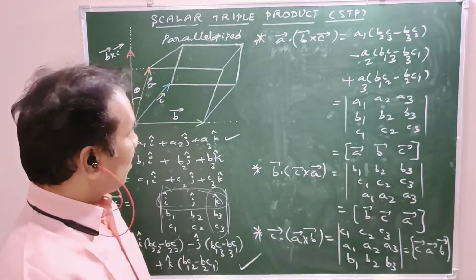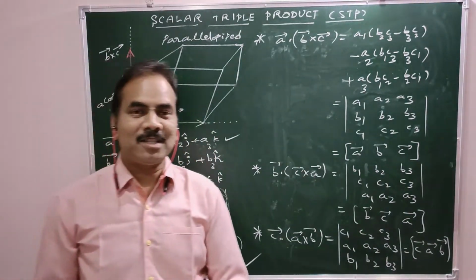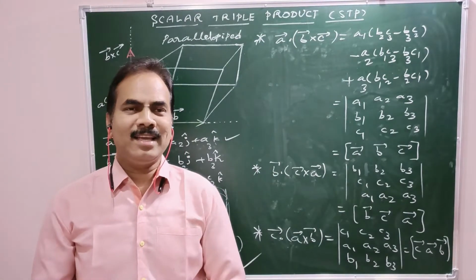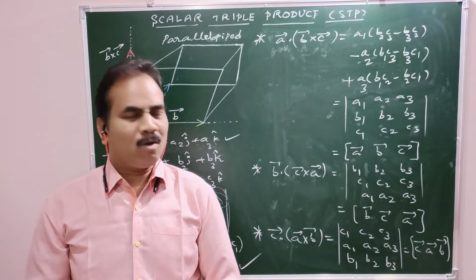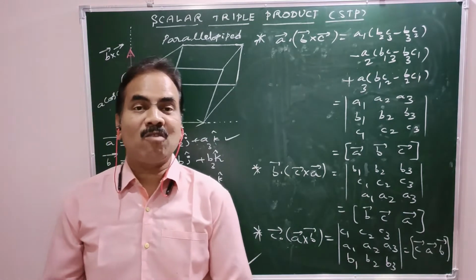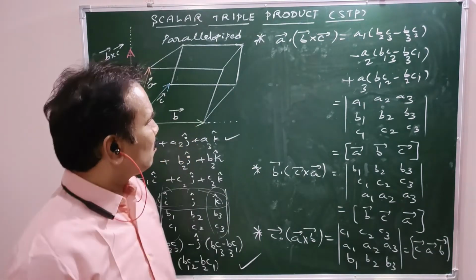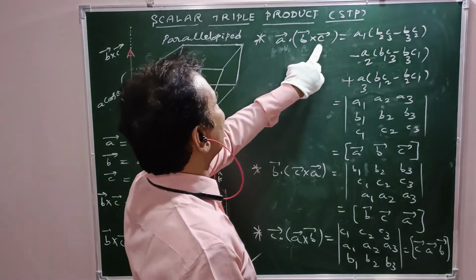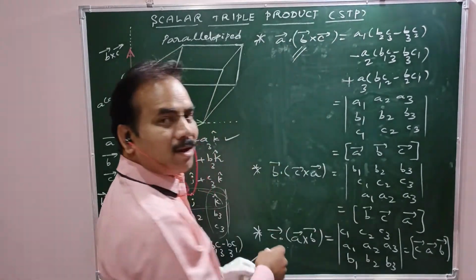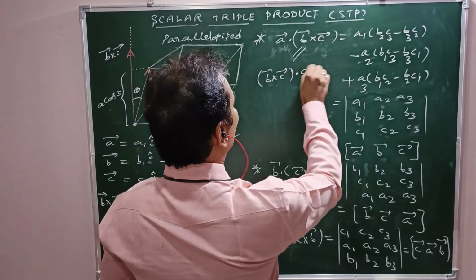Now, we came across one important relation, that is dot product obeys commutative law. No problem if we change the order of two vectors in the dot product of two vectors. That is A bar dot B bar equals B bar dot A bar. So A bar dot B bar cross C bar can also be written as B bar cross C bar dot A bar.